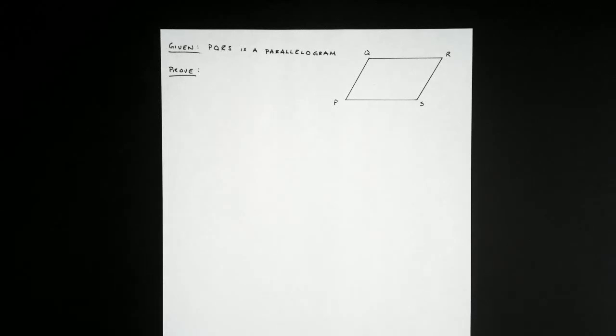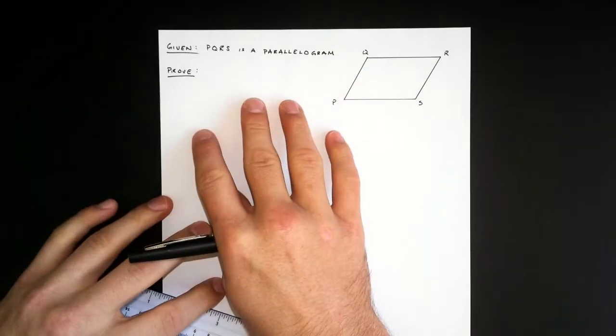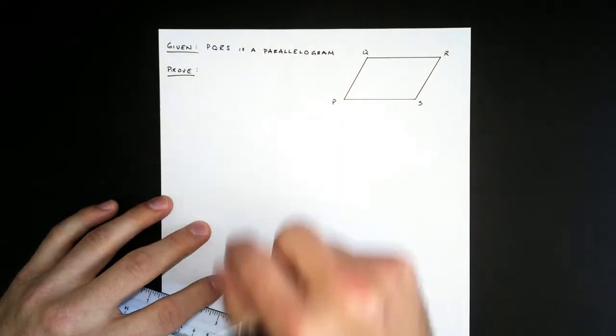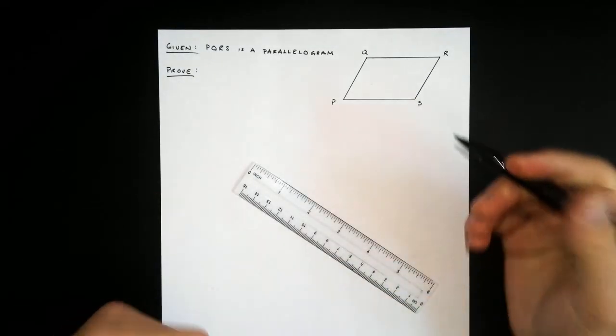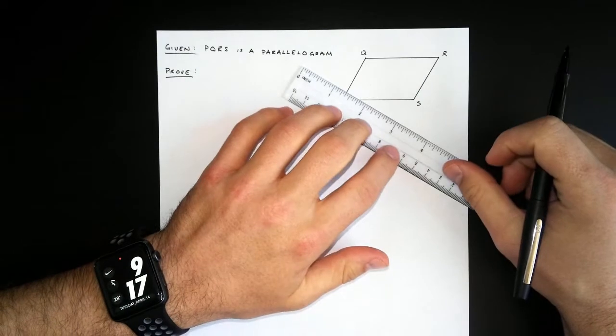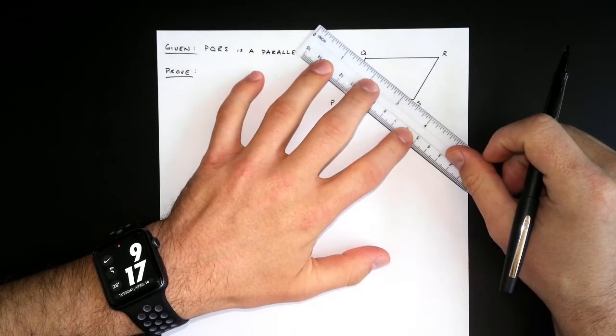Hello everyone. I'd like to take a look at another property of parallelograms. The property that I would like to prove is that the diagonals of a parallelogram bisect each other. So here our given information again is just starting with a parallelogram. That means that we can start with just the definition of a parallelogram, and we want to show that the diagonals bisect each other.